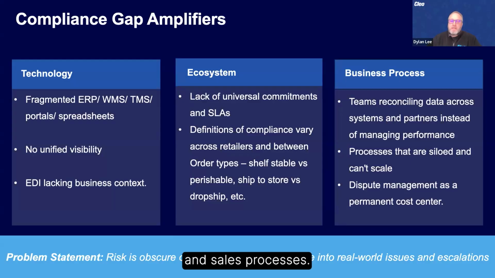And again, changing one layer deeper based on the pattern of those distribution and sales processes. Now, the business process itself shouldn't be ignored, right? Think about the way that your teams are reconciling data between systems and partners, right? Instead of focusing on performance, you're really left focusing on the technical side of how you're doing business, right? Instead of the relationship.